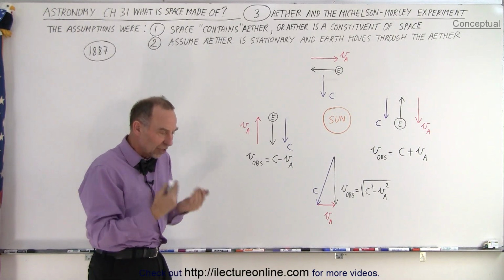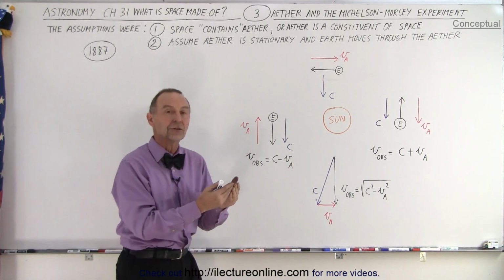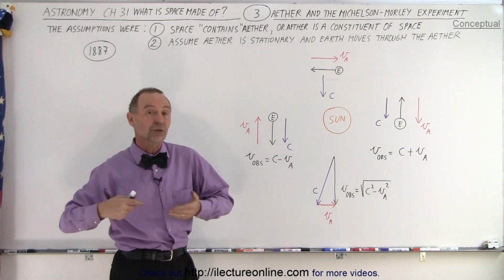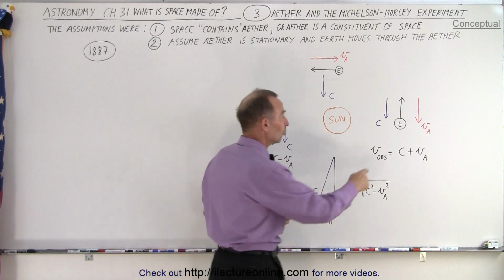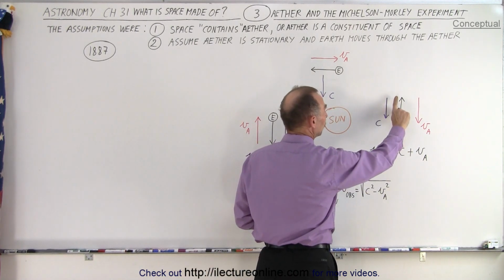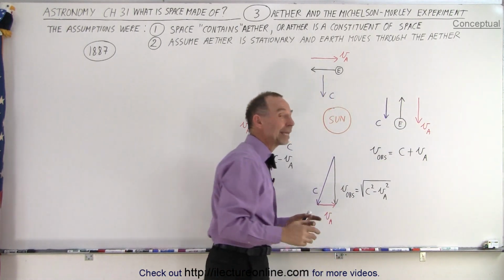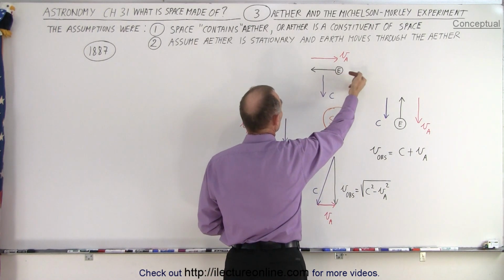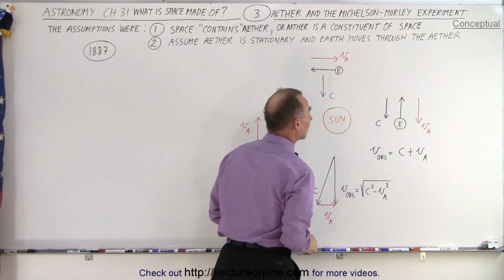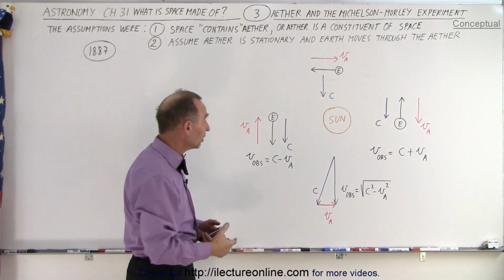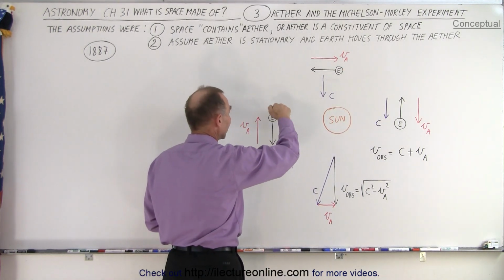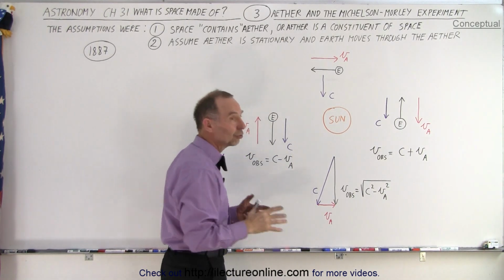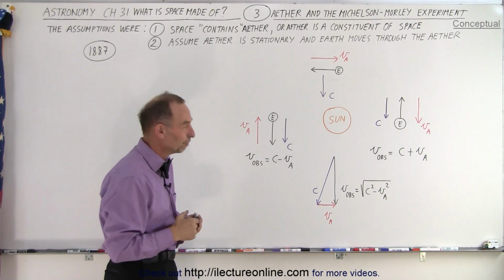Now, if the ether is stationary and the Earth moves through the ether, then the ether will appear to be moving in the opposite direction of the motion of the Earth. For example, when the Earth is over here, as the Earth is traveling this way, the ether will appear to travel in the opposite direction. When the Earth is over here, the Earth will be moving in this direction, and the ether will appear to travel in the opposite direction. And the same over here, 6 months later, when the Earth is here, the Earth will be moving in this direction, and the ether will appear to travel in the opposite direction.